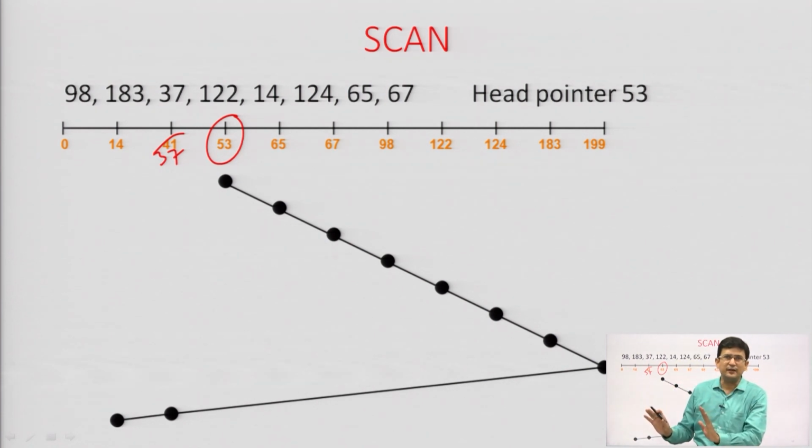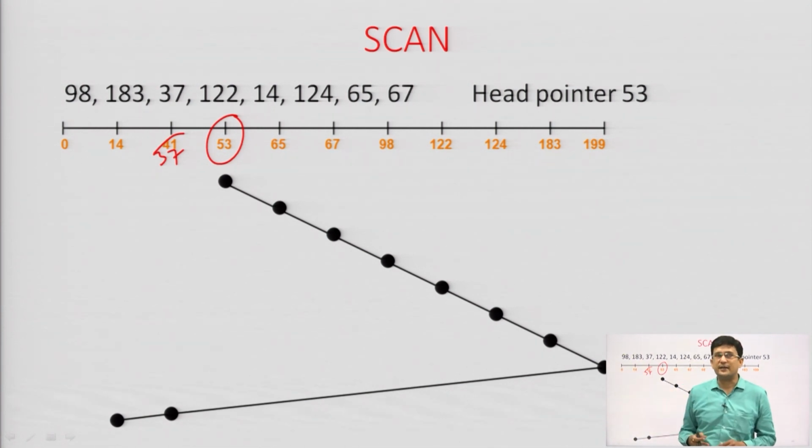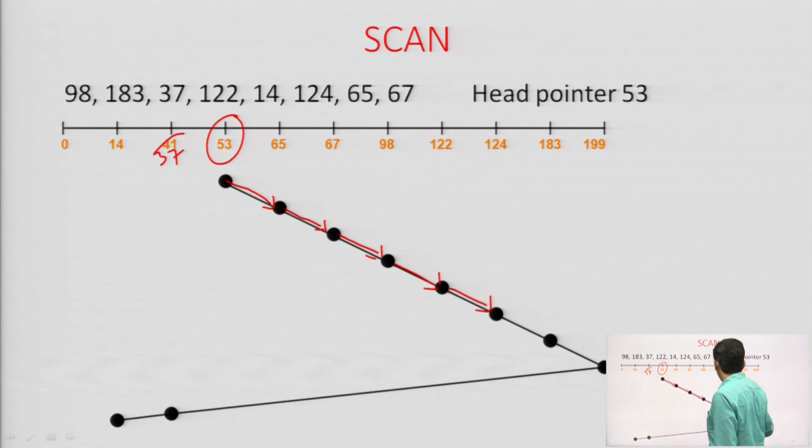It is just the assumption. It may go from the downside also. So then you will be doing the computation accordingly. Here we are assuming that the disk arm is going towards the higher number of the tracks. So since it is going towards the higher number of the track and 53 is the current position of the head, it will first go to satisfy 65, then 67, then 98, then 122, then 124, 183 and up to 199, because it is going from the ground floor to the top floor.